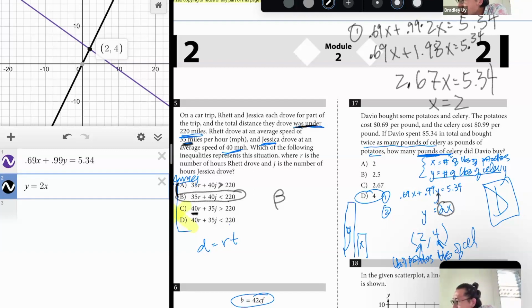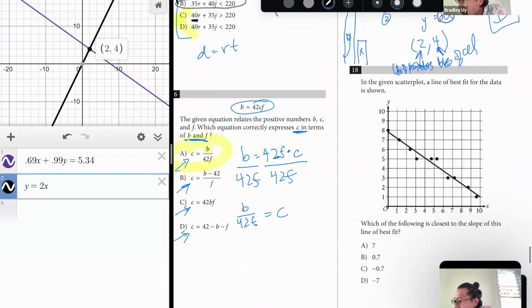is 2. What does x stand for? The number of pounds of potatoes, but that's not what they're asking for. They want celery. So you're going to take this x and plug it in right there and solve for y. So the y is 4, which is the pounds of celery. Okay, which confirms the answer is D. Okay, moving on.